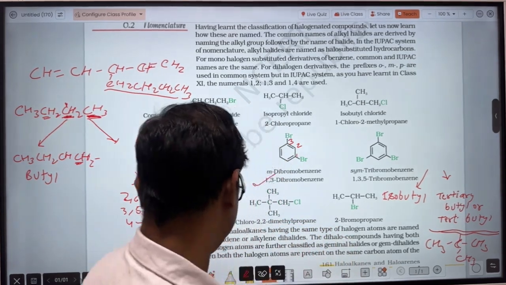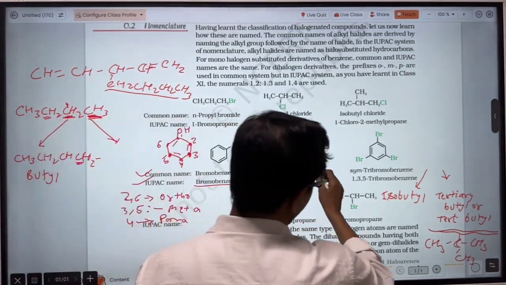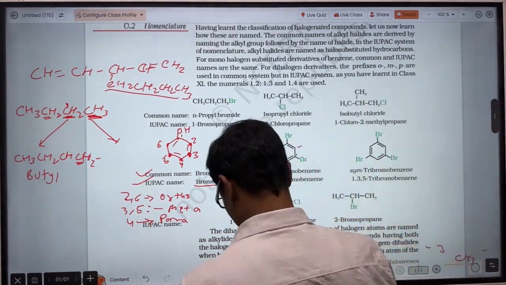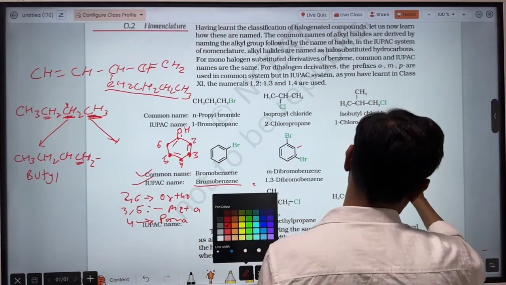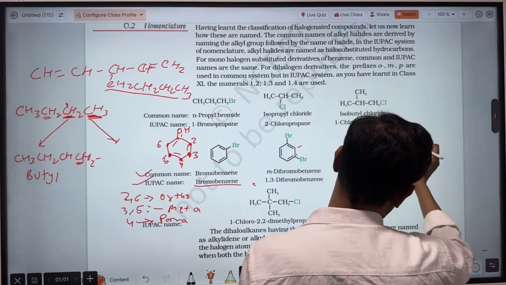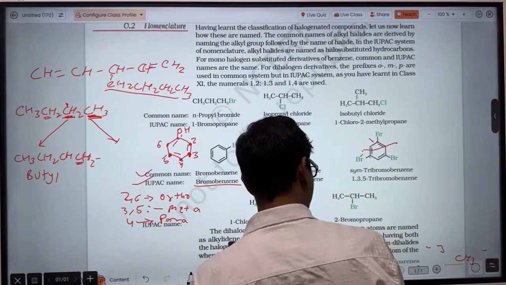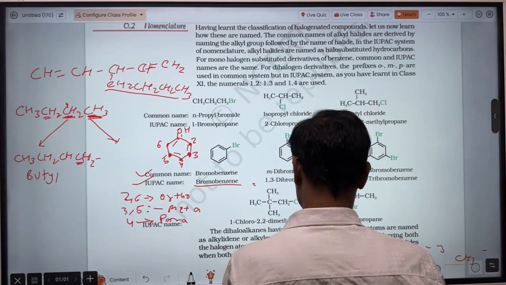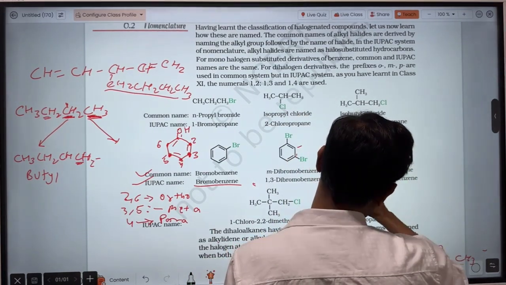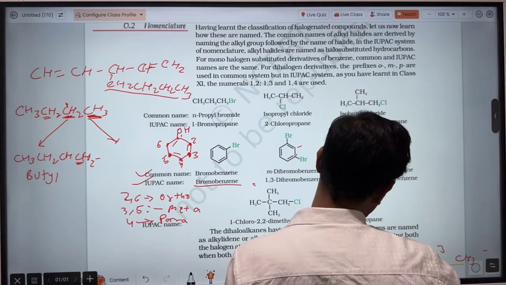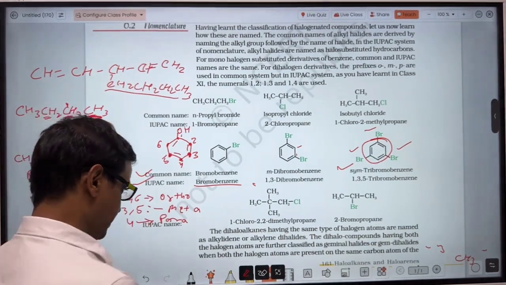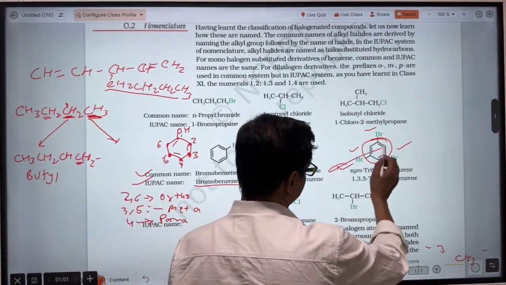Okay. Now let's see the next one. In this compound, all positions are symmetrical with respect to each other. So the common name will be symmetrical tribromobenzene. Three bromines are attached to the benzene, so that's why it will be called symmetrical tribromobenzene. How to write the IUPAC name?